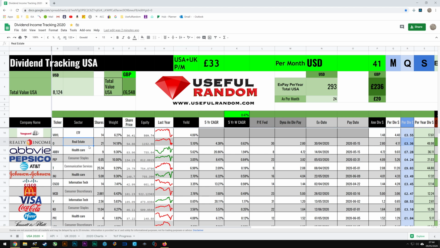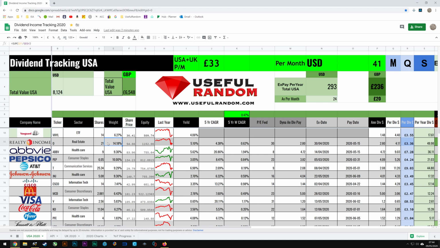Then we've got sector. This is used purely for the creation of a pie chart, which you'll see in a minute on the 2020 chart sheet. It just displays the sector weighting in a nice little graphic. The shares column's next, obviously also very, very important. Every time I buy more shares of a company, I do update it manually in this one to reflect the new amount.